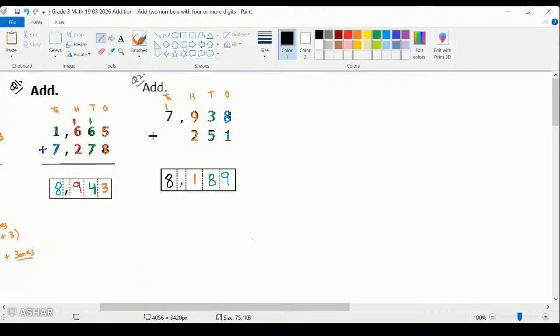The ones are added with ones. The tens are added with the tens. The hundreds are added with the hundreds. And thousand with the thousand. Okay, let's have a look at the next question.